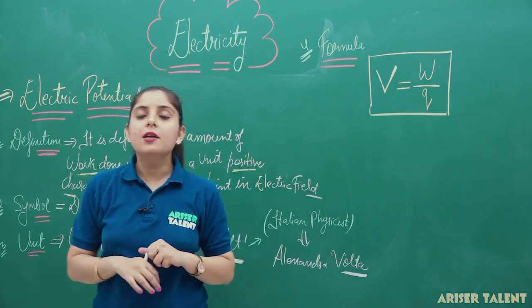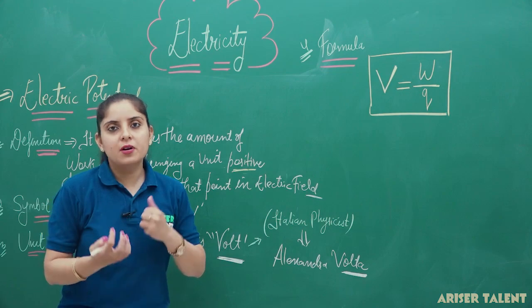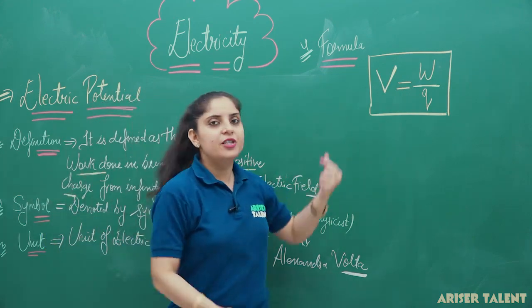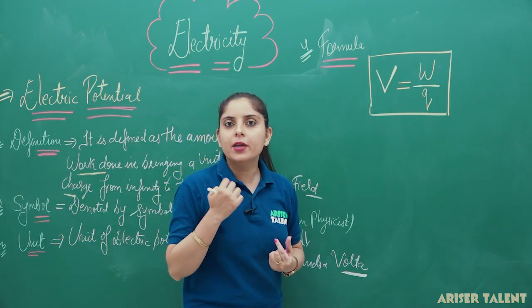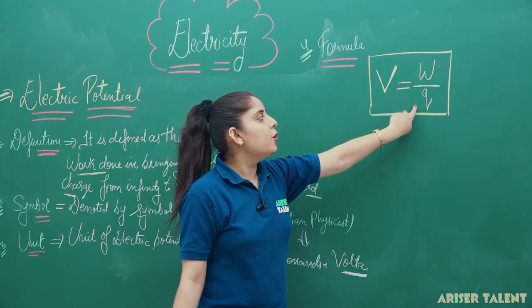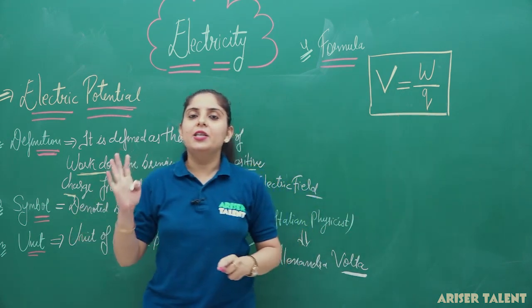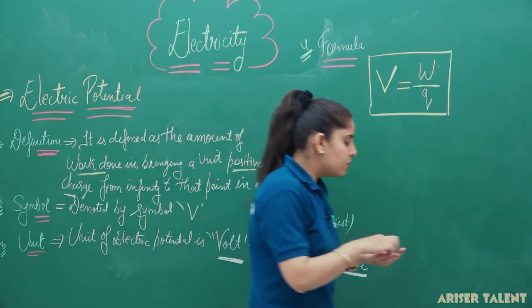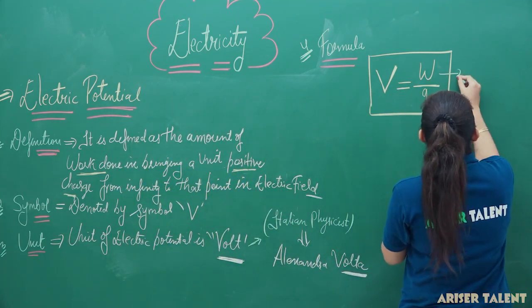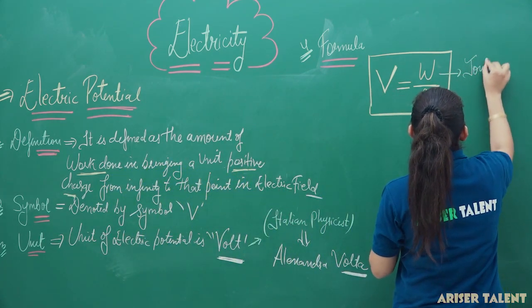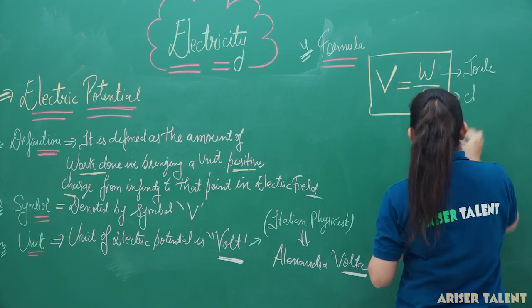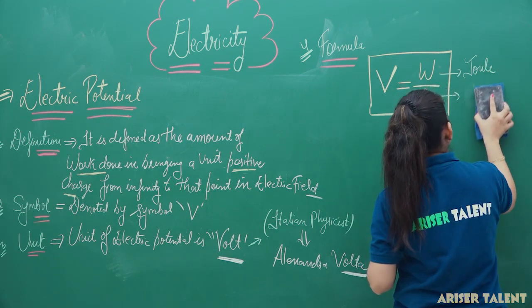Work की क्या unit होती है? Work की unit होती है joule, because work is a form of energy. तो energy की unit joule, तो work की unit भी क्या होगी? Joule. And what is the unit of charge? We have discussed that the unit of charge will be coulomb. So, work की unit होगी joule और charge की unit होगी coulomb.